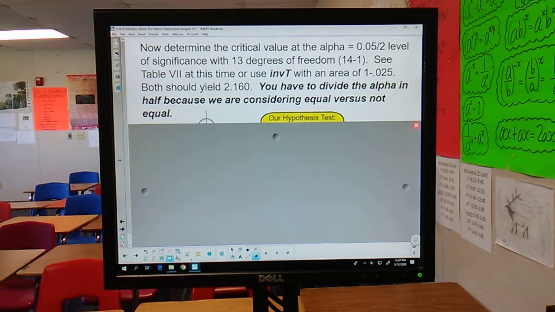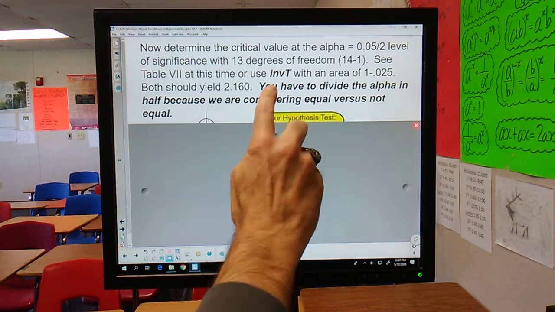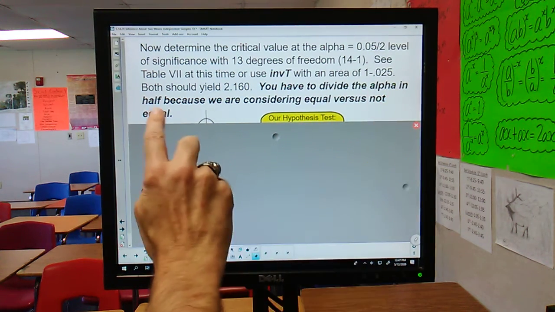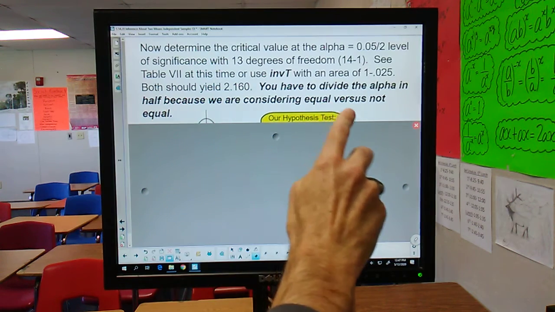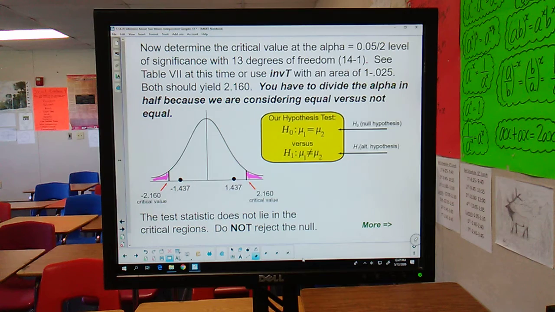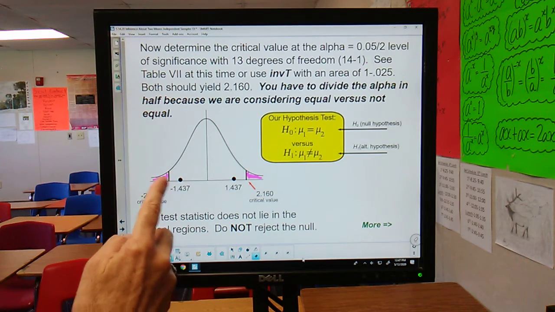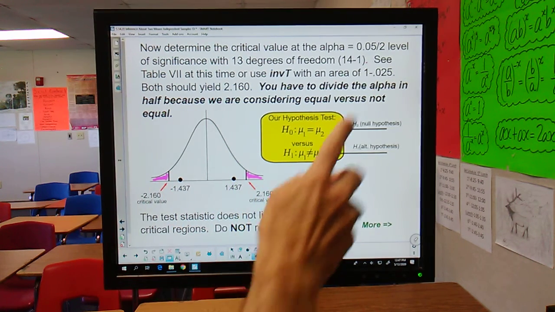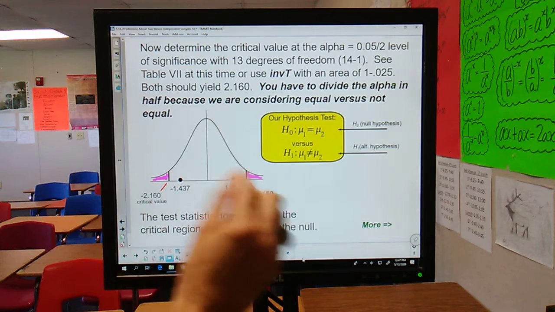Now we're going to determine the critical value at the alpha equaling 0.05 divided by 2 level. You have to divide the alpha in half because we're considering equal versus not equal. In other words, the picture is looking like this. See, it's this way and this way. So it's dividing the 0.05 up 2 ways.